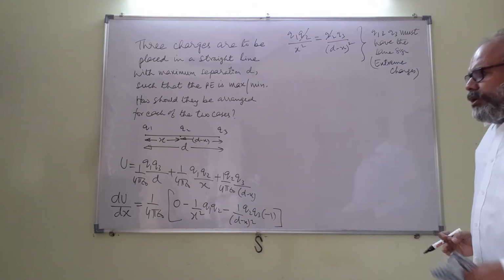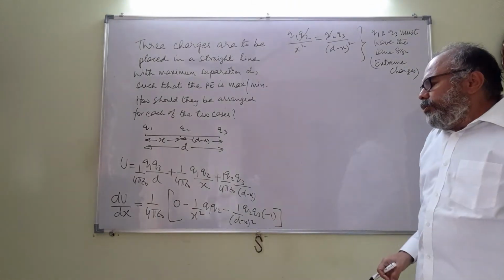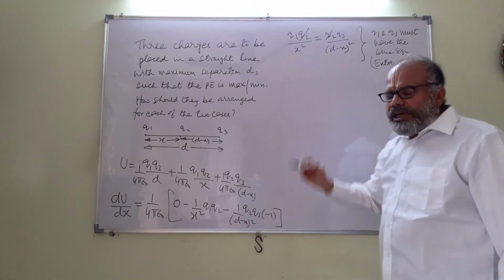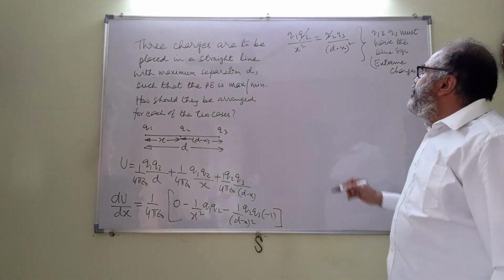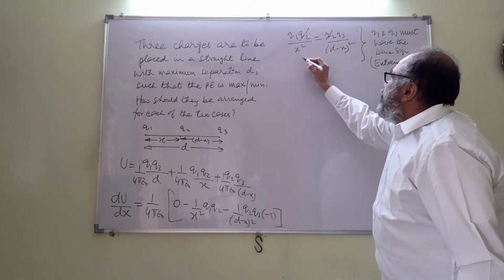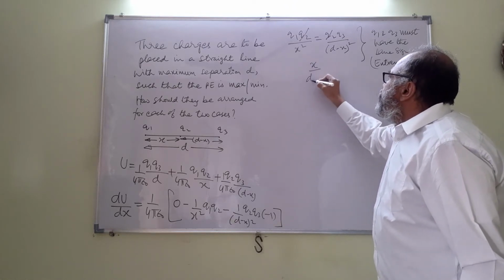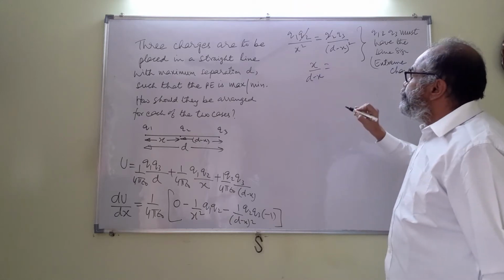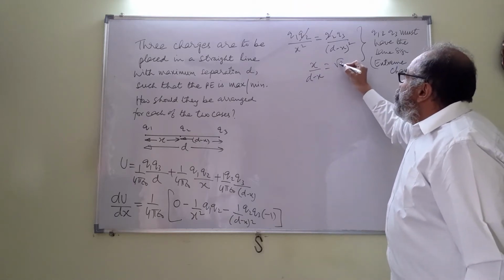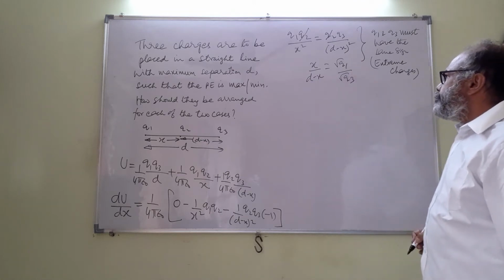So that is one very important condition for maximum or minimum potential. The central charge must be in equilibrium. Now, what about Q1? Let us find out what is x and d minus x. So we will get x by d minus x is equal to root Q1 by root Q3.